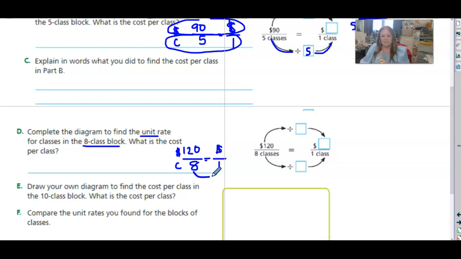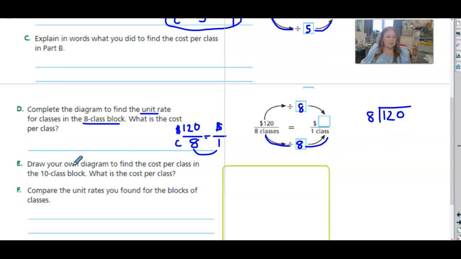So how do I get from 8 to 1? Same thing, right? How do I get from 8 to 1? We are going smaller, so we have to divide. We divide by 8. What I do to the bottom, I do to the top here. So this time I need to take 120 and divide it by 8 to see the cost of classes if you pay for 8 of them at a time.